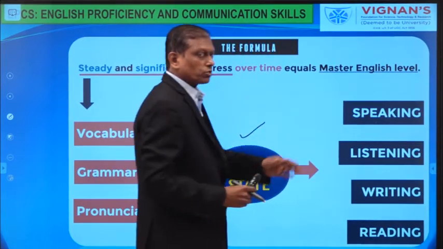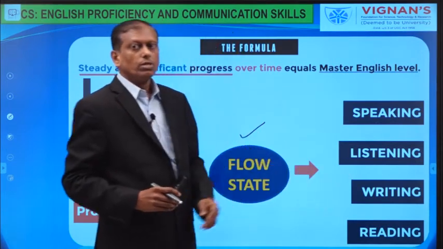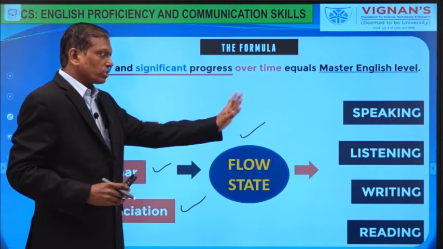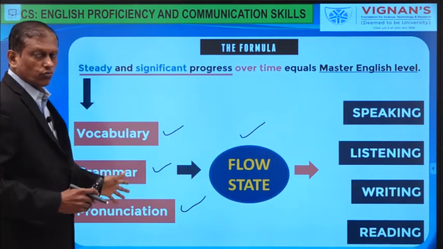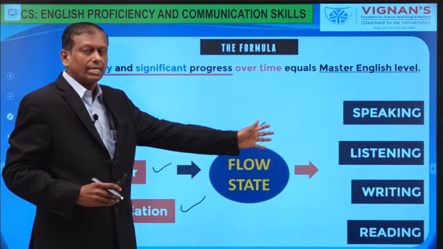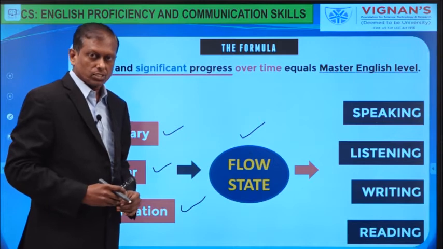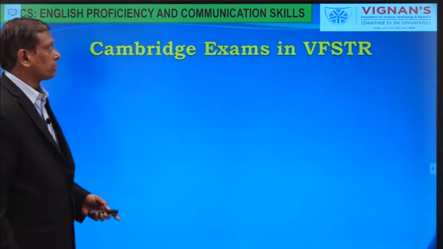For this achievement, we should be able to speak, able to listen, able to write and able to read. These 4 skills are the output from what we have learned so far. And this processing is now going to be done in our EPCS course. And this is the formula that we are going to use.